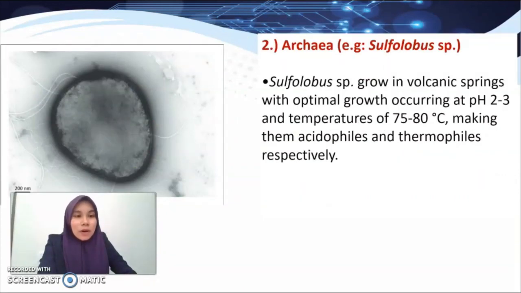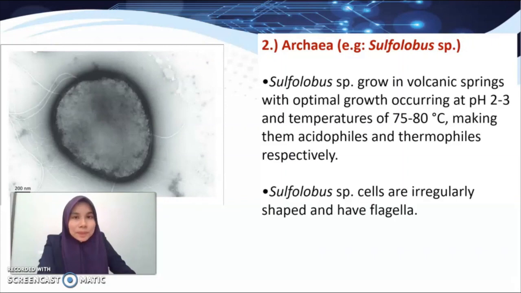The second domain of prokaryote is archaea. An example is Sulfolobus species. Sulfolobus species grow in volcanic springs with optimal growth occurring at pH 2 to 3 and temperatures of 75 to 80 degrees Celsius, making them acidophiles and thermophiles respectively. Sulfolobus species cells are irregularly shaped and have flagella.